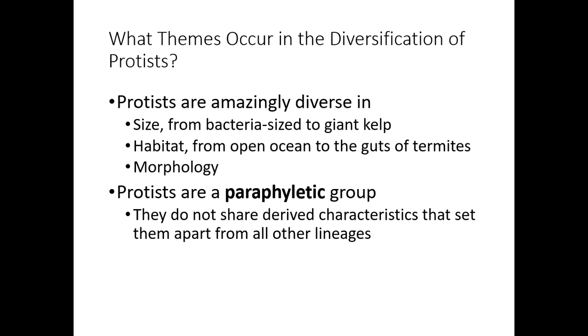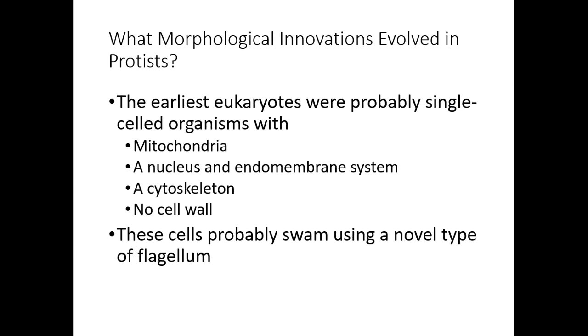So what are the major themes that occurred in the diversification of protists? Protists are really diverse, like we've seen. They can range from single-celled organisms to giant kelp in the ocean. We can find them in the open ocean, and we can find them inside of other organisms. Like we said, their morphology and how they look is very different, and looking at pictures will give you a better idea. We know that protists are paraphyletic, so they don't share a derived characteristic that sets them apart from all other lineages. So what is it that really makes protists protists? We're going to investigate that.